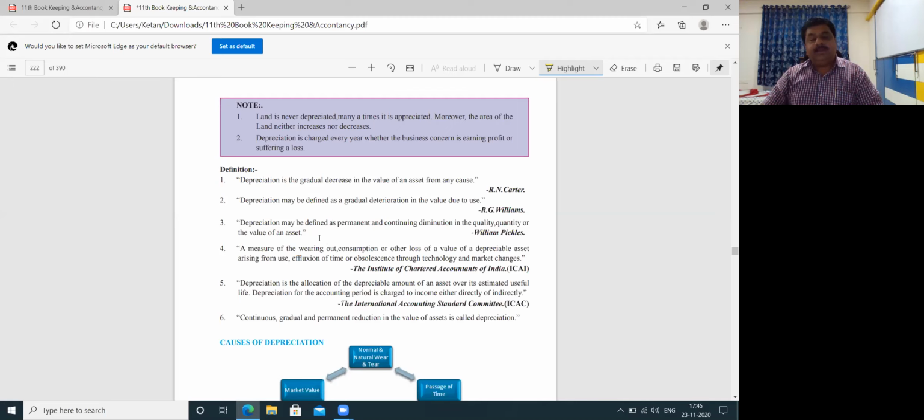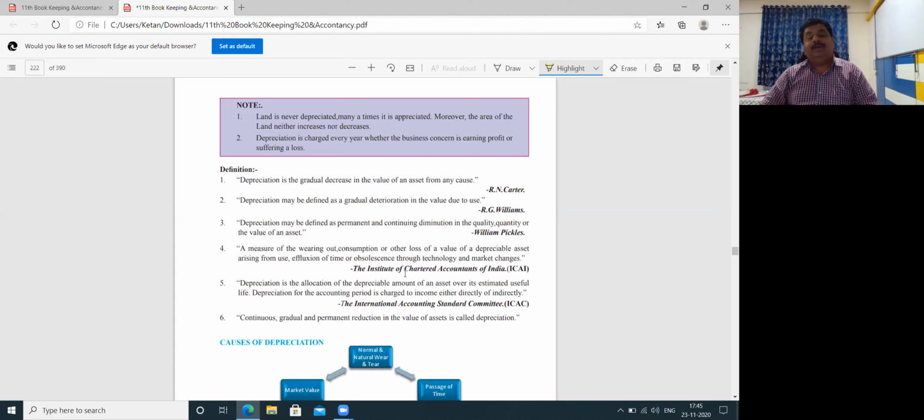Depreciation may be defined as a permanent and continuing diminution in the quality, quantity, or the value of an asset. Number four, a measure of wearing out, consumption, or other loss of the value of the depreciable asset arising from the use, the reflection of time, or obsolescence, through technology and market changes.